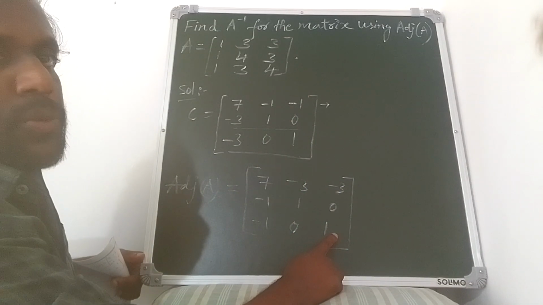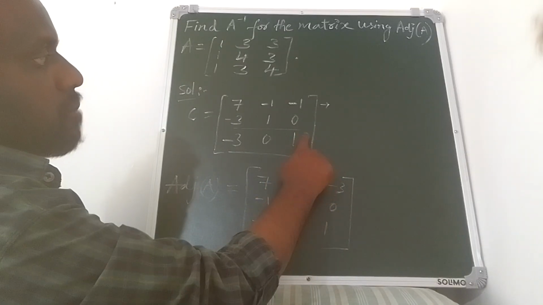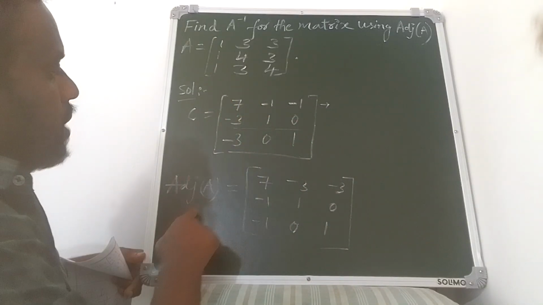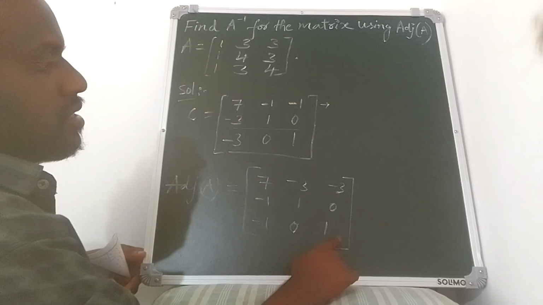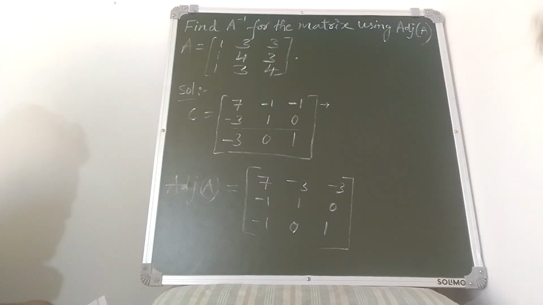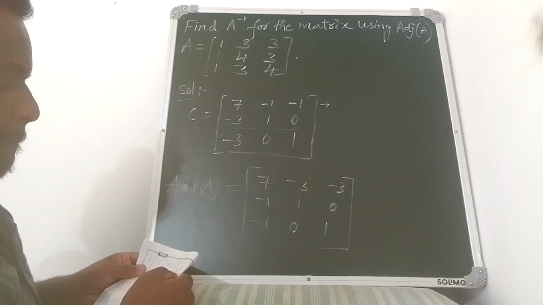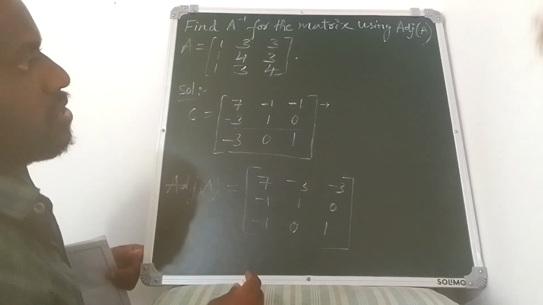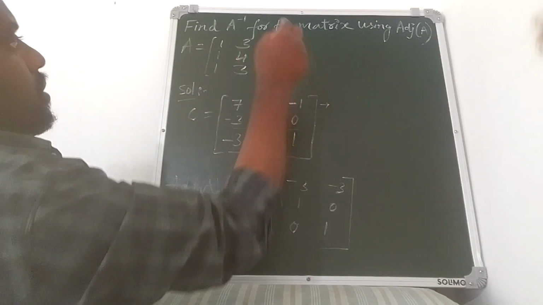Now this is the transpose of this matrix. So the transpose of the cofactor matrix will be adjoint A. Okay, remember this. Now this is the adjoint of A. Just 1 minute, I will check it. Yeah, this is correct. Now the next step is we need to find the determinant of A.